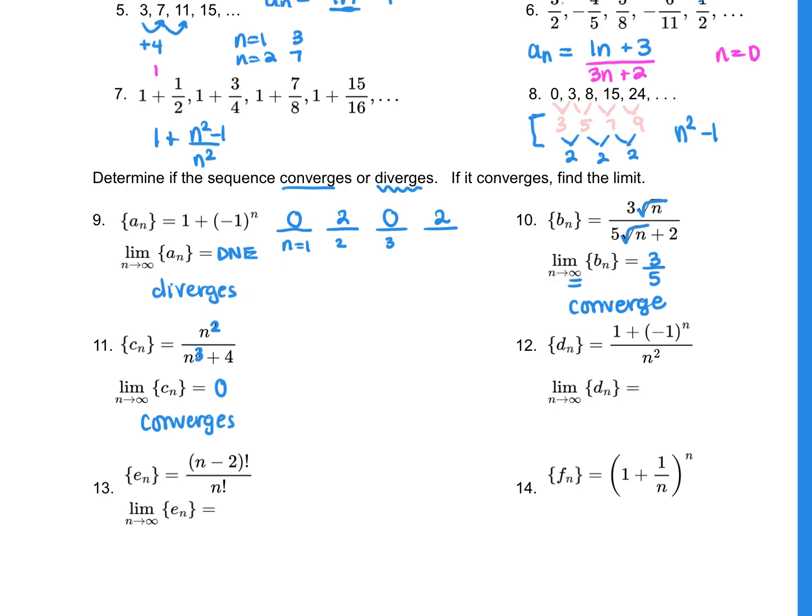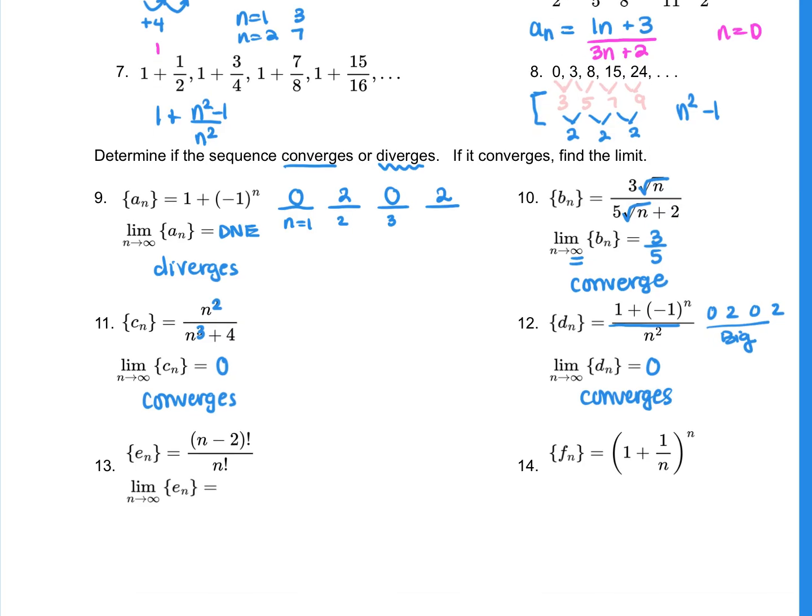Now we've already seen this one on the top. It went 0, 2, 0, 2, but what's happening to the bottom? The bottom's getting bigger and bigger and bigger, but the top is alternating between 0 and 2. Overall, it's going to continue to get smaller, and it's going to go to 0, and this converges.